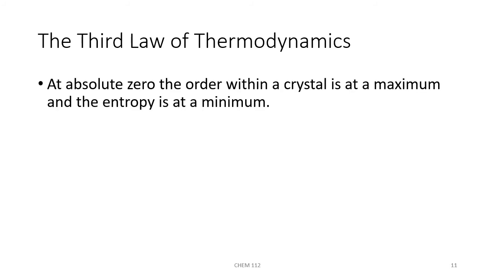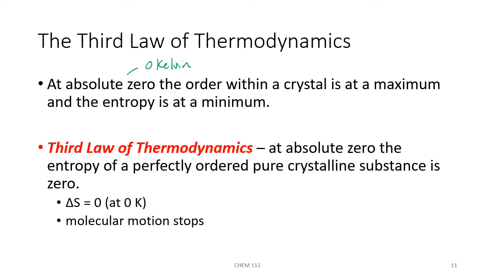The third law of thermodynamics talks about a perfect crystal having a minimum entropy at absolute zero. So the lowest entropy you can have, the lowest disorder, is when the temperature is at 0 Kelvin, which is defined as being absolute zero. At absolute zero, the entropy of a perfectly ordered pure crystalline substance is defined as being zero at that point. When it's at that coldest temperature of 0 Kelvin, essentially molecular motion stops and there's absolutely no disorder at that point. So we can say that the change in entropy is zero as well.